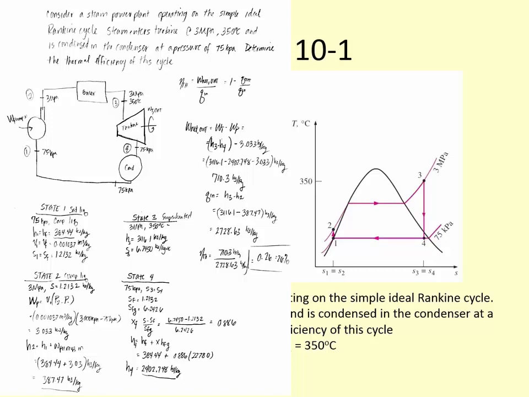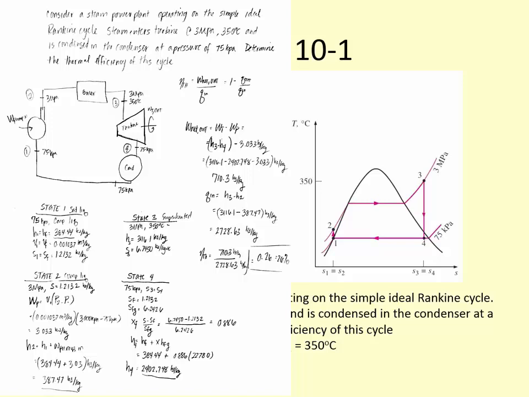Okay, so now we need to find Q in. Where is Q in? Okay, from state 2 to state 3. So we have all the property values at state 3. That's good. We already have an enthalpy. How do we find the enthalpy at state 2? What do we know about state 2? We know the pressure. Do we know anything else? It's also an isentropic process.